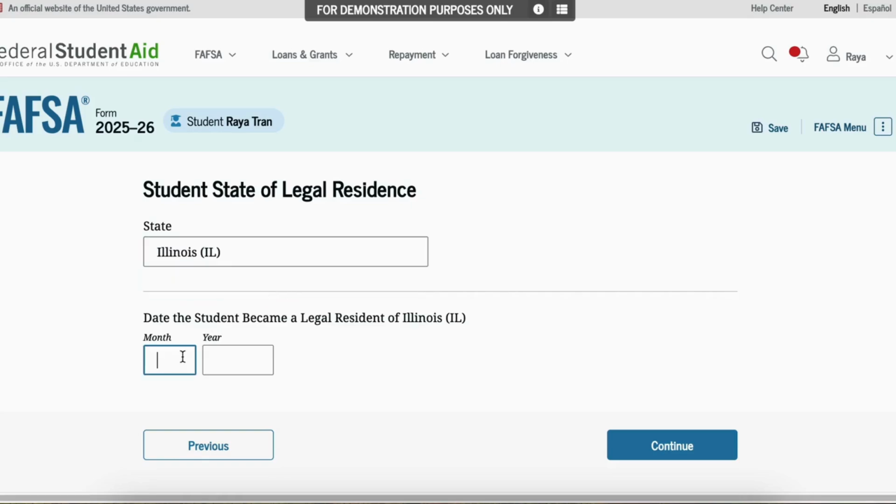For when the student became a legal resident, if you were born in Illinois, you're going to put the month and the year that you were born. If you came to Illinois later on, you'll put the month and year as well.